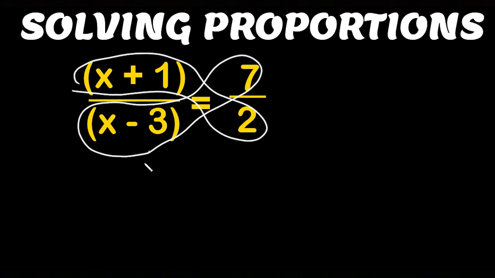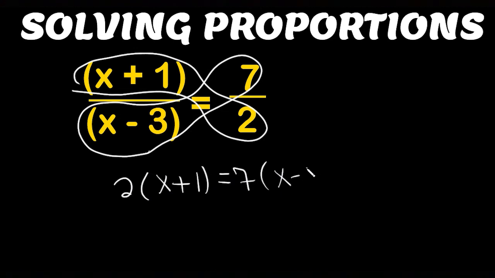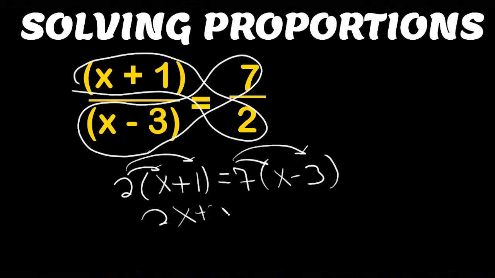So here I get 2 times x plus 1 when I cross multiply the first time. And then when I cross multiply the second time, I get 7 times x minus 3. And now we're going to distribute, okay? So we're going to distribute inside, right? So I get 2x plus 2 equal to 7x minus 21.